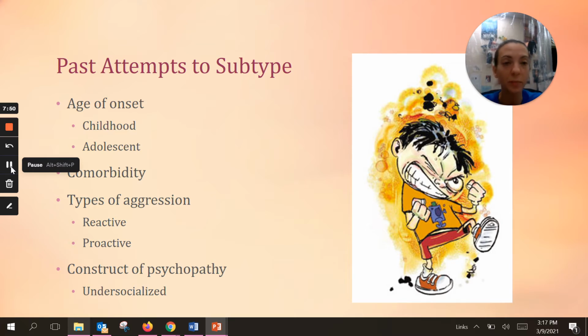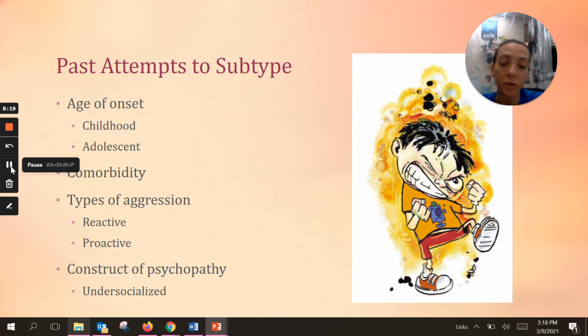There is a correlation between both groups, reactive and proactive, and they tend to overlap, but it leads to the conclusion that there's a higher aggression group that has both reactive and proactive aggression, and there's a less aggressive group that has only reactive aggression. So this is a good way to subtype students with disruptive behavior disorders. And the last attempt to subtype is the construct of psychopathy.